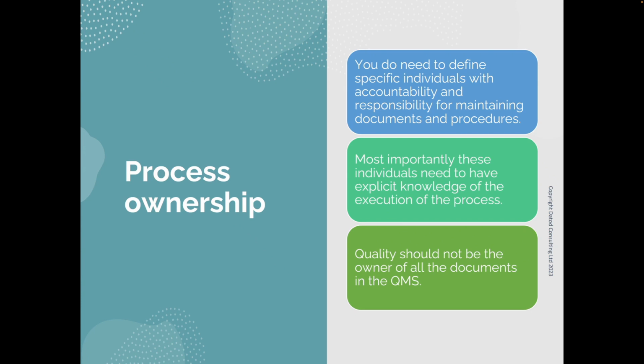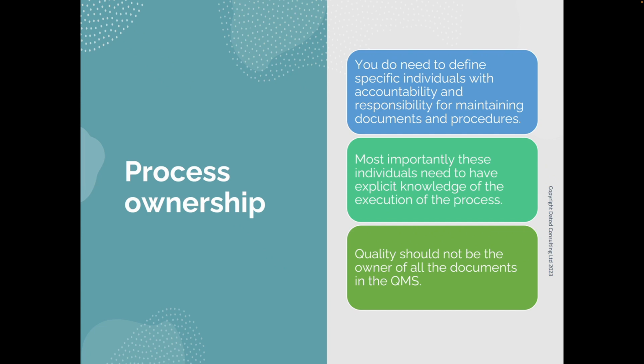In terms of process ownership, you need to define specific individuals with accountability and responsibility for maintaining documents and procedures. Most importantly, these individuals need to have quite intimate, explicit knowledge of the execution of the process, in that they've executed it or need to execute it on a frequent basis. You don't want the owner of those procedures and documentation to be at the management or higher management level within the organization, because they're too far away from the real execution of the process to understand whether the procedure is beginning to migrate away from actuality.